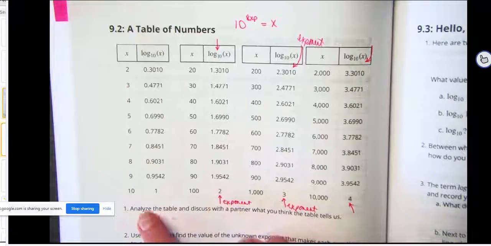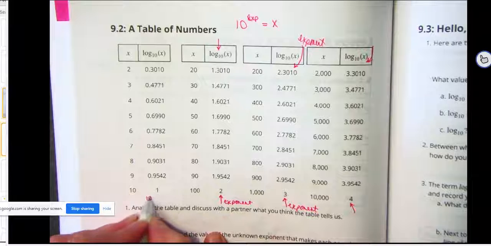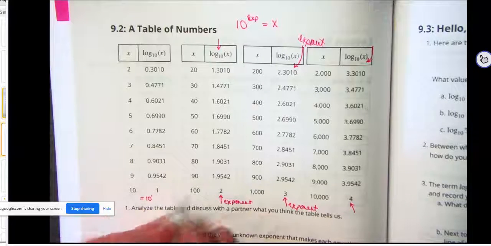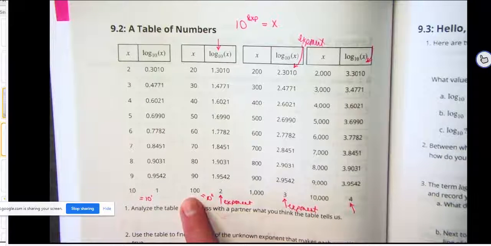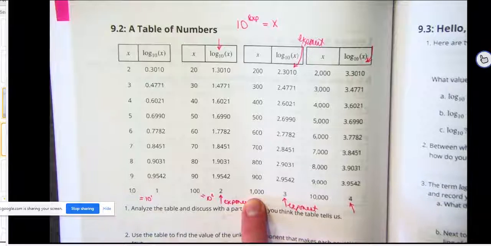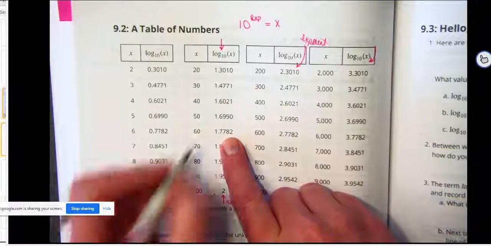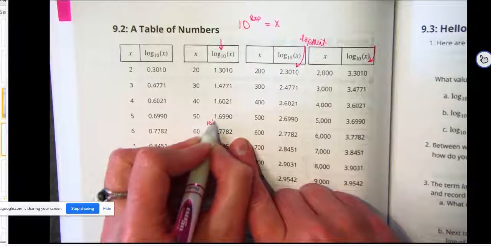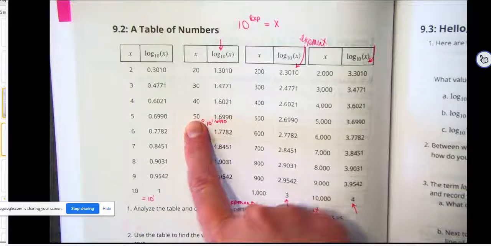So some of our whole numbers are looking really familiar. This is saying 10 to the first power equals 10. 10 to the second power equals 100. 10 to the third power equals 1,000. But we can break it down with some smaller values in between. So 10 to the 1.6990 power equals 50.